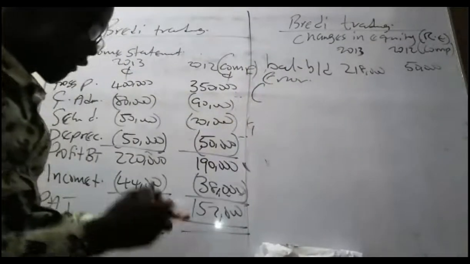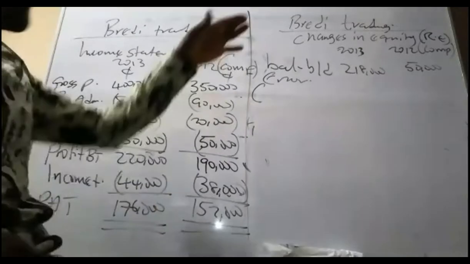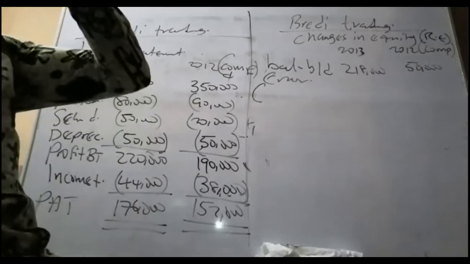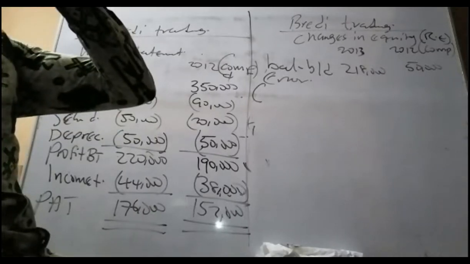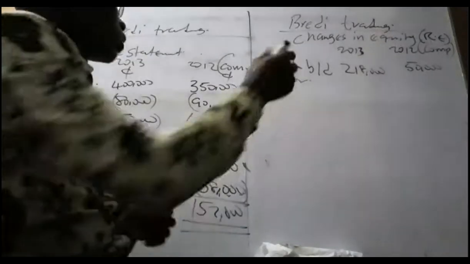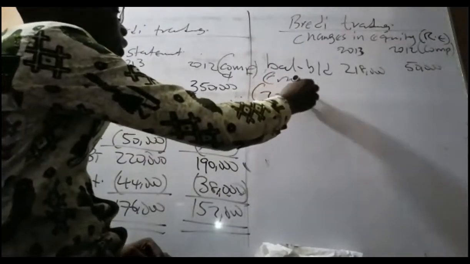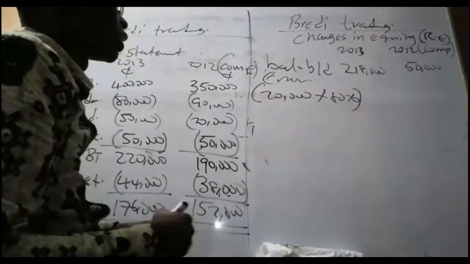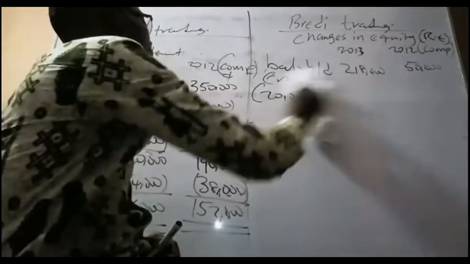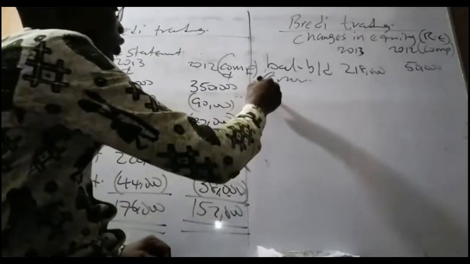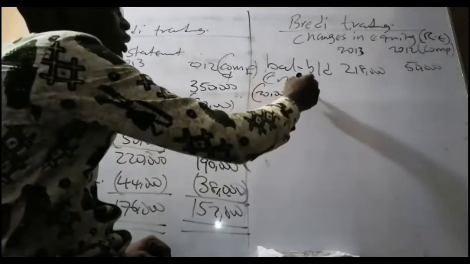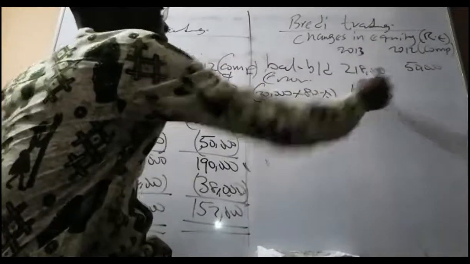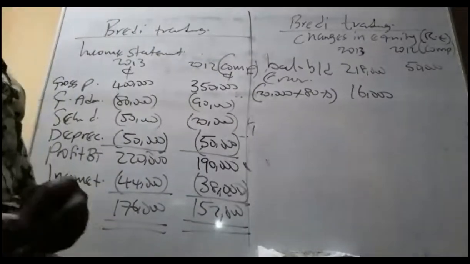In brackets, find the net of tax. Any figure that hits the change in equity is net of tax. So find 20,000 times 80%. Why 80? Because the tax rate is 20%, so net of tax is 80%. So 20,000 times 80% will give us 16,000, right? Okay. So this is 16,000.